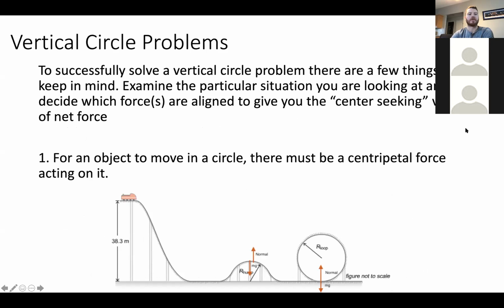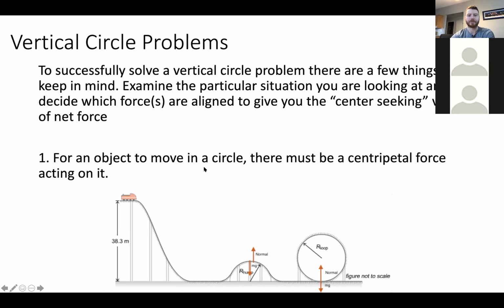Okay, vertical circle problems. So these are going to be like roller coaster problems or something that's being rotated in a vertical circle on a string. Now, when we're solving these problems, we again need to know what the forces present are that are going to contribute to the centripetal force. Okay, and we also need to know the location of the object that is rotating.